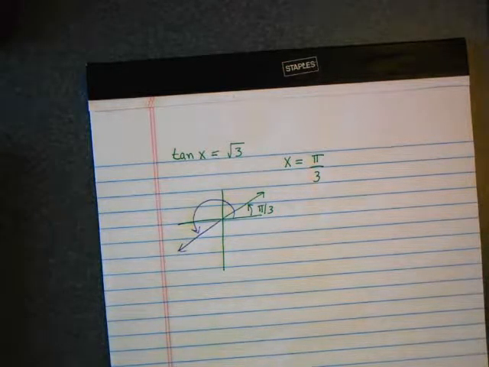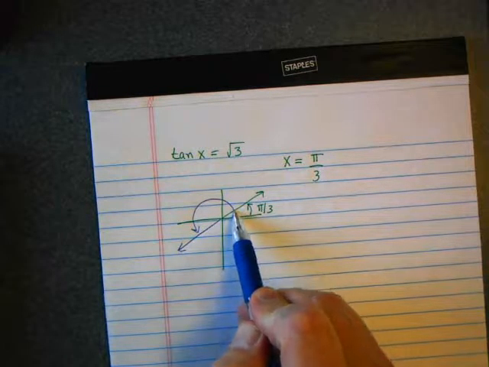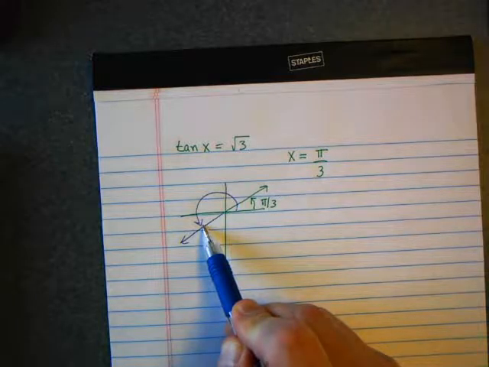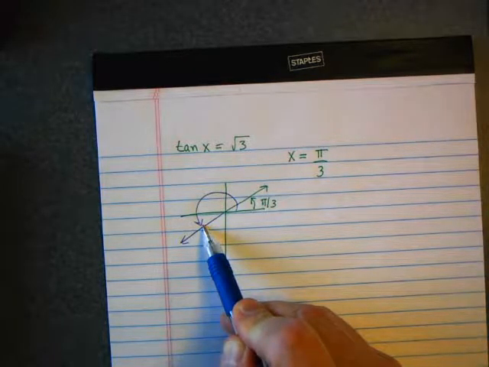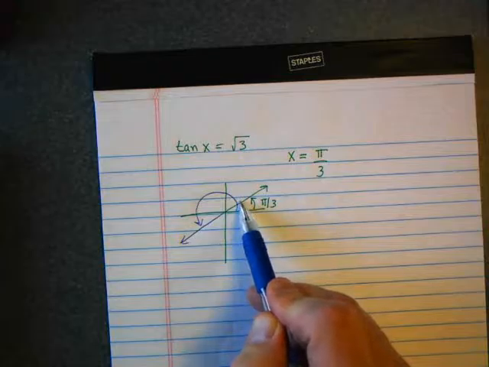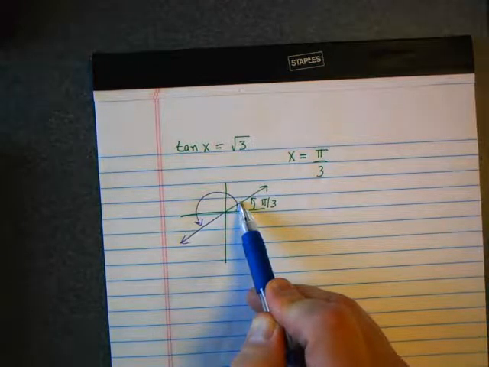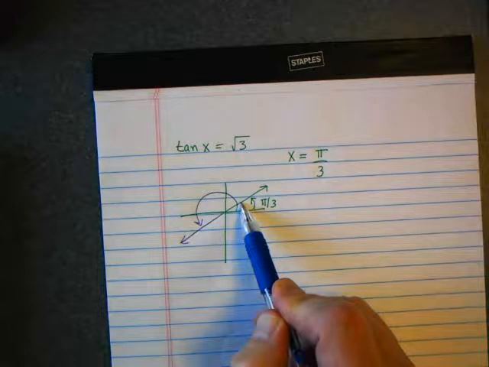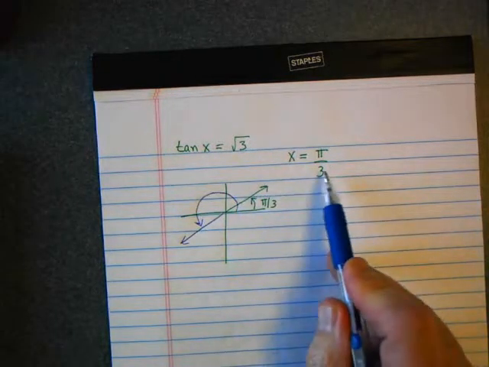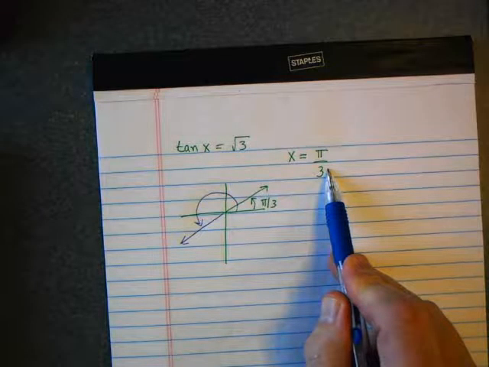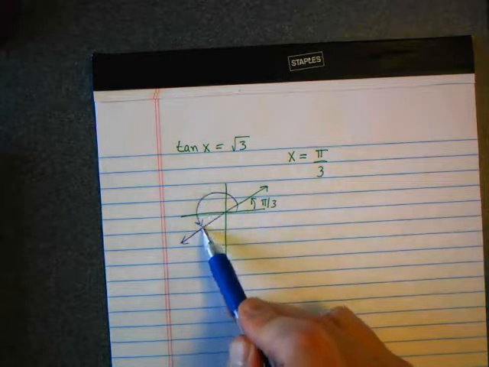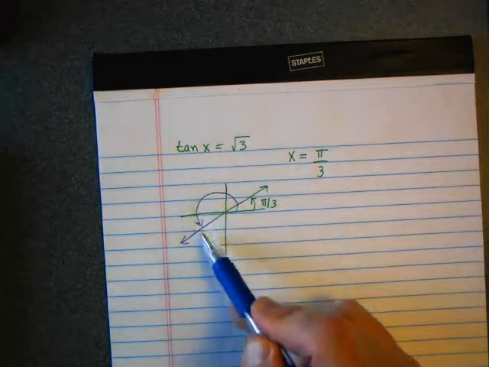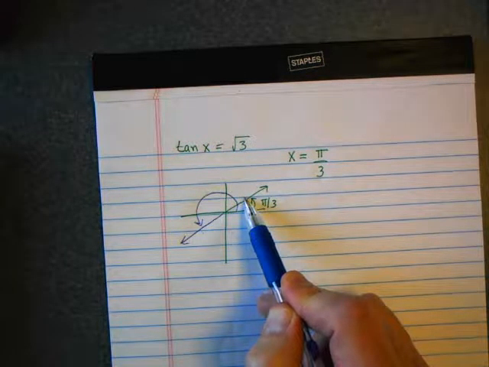Correct. But here's the thing. If I start with pi over 3 and I add 1 pi, I get to this angle. What happens if I add pi again? I'm going to get back to there. Then what happens if I add pi again? Back to that one. For tangent, you really only have to find one answer. And then what do you need to do? Add pi, and then add 2 pi, and then add 3 pi, and then add 4 pi, 5 pi, 6 pi.